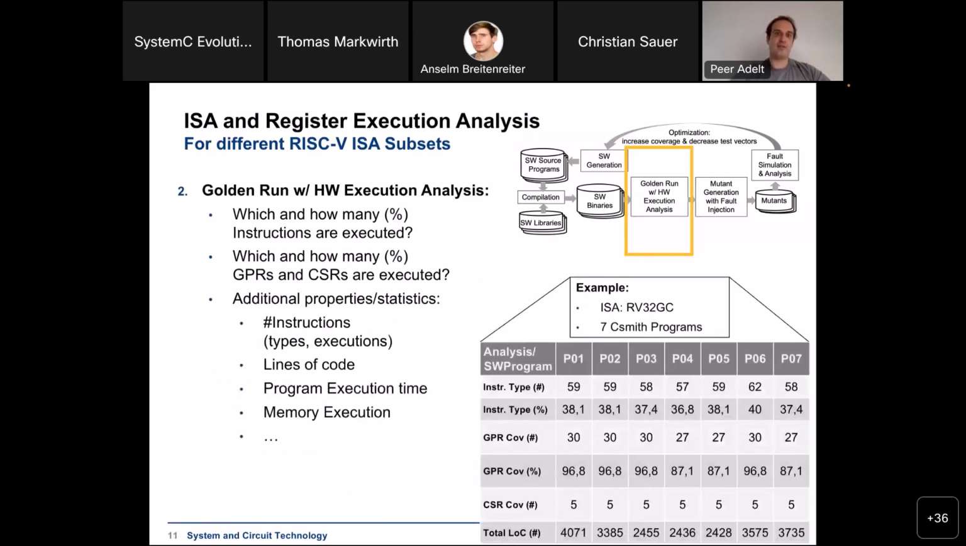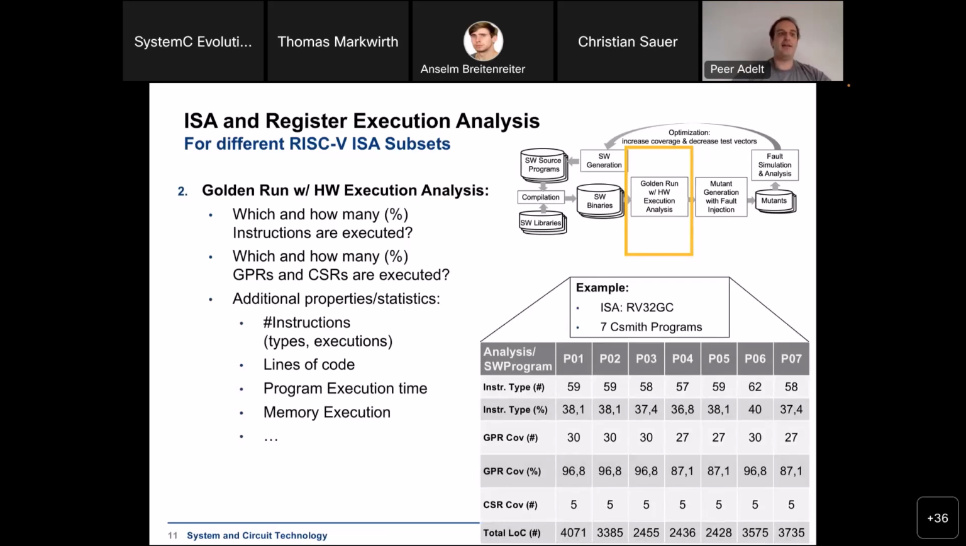Now coming closer to the interesting bit, after having generated the software or compiled existing software, we put this software into QEMU and let it run. And we extended QEMU in a way that we are able to collect a lot of data during the execution. And we call that the golden run with hardware execution analysis.